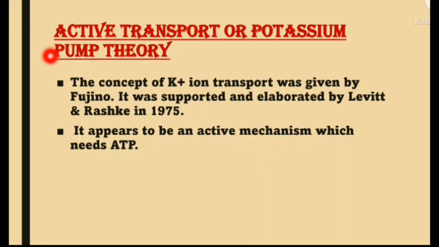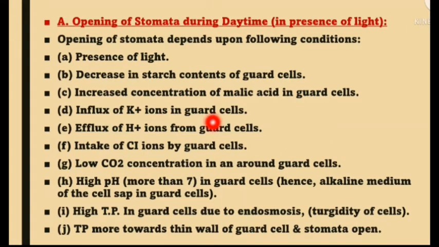Next is the active transport or potassium pump theory. The concept of potassium ion transport was given by Fujino. It was supported and elaborated by Levitt and Raschke in 1975. It appears to be an active mechanism which needs ATP. It has been proved that accumulation of potassium ions brings the opening of stomata and loss of potassium ions the closing of stomata. So, discussing opening of stomata during daytime.